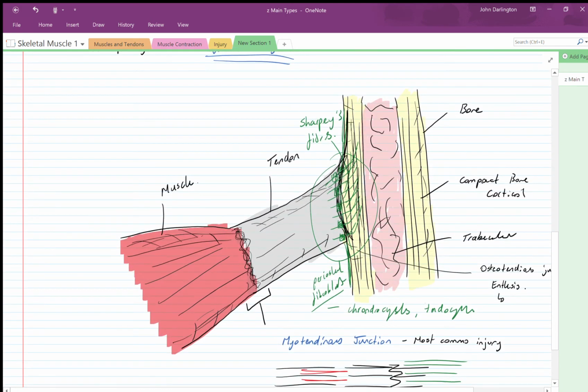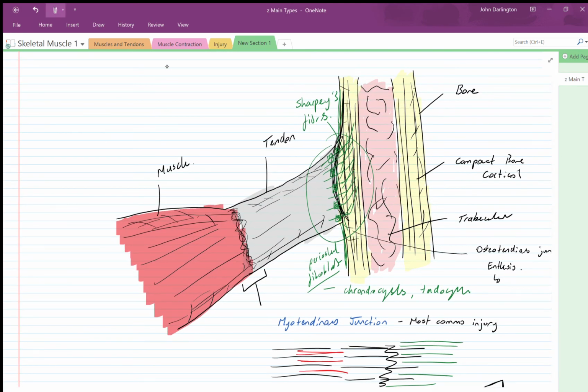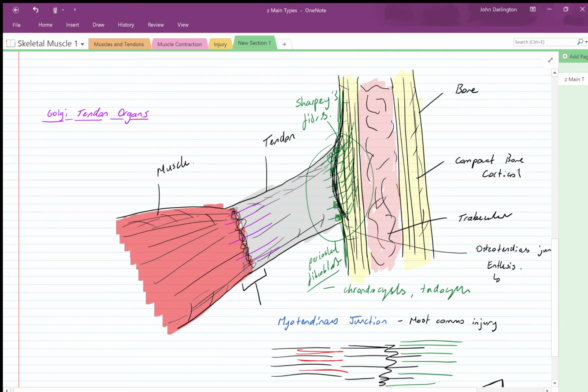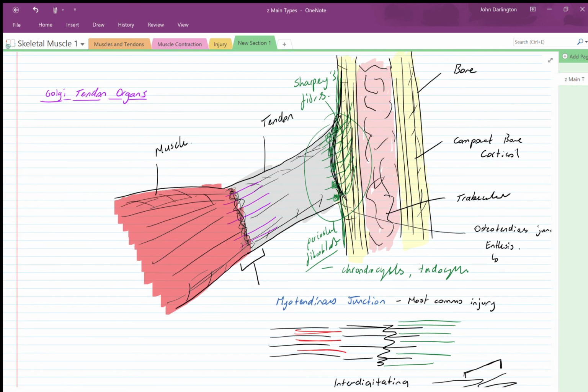Now, within the tendons, there's another thing that we need to mention, and that is receptors. These receptors are predominantly found near the myotendinous junction, and they are called Golgi tendon organs. I don't believe they've got anything to do with the Golgi apparatus or the guy who invented it. Anyway, what are these? Well, these are a stretch receptor, so to speak, and they're very important for something called proprioception. Proprioception is your awareness of where your limb is in space.